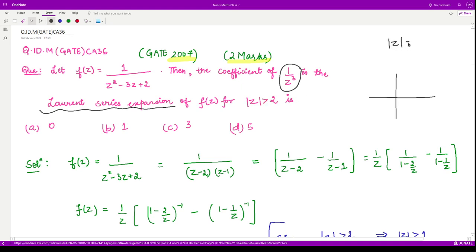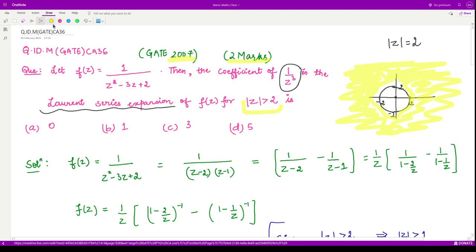So we'll first see this region, modulus of z equal to 2. That means we would have a circle centered at 0 and having radius 2, right? So this would be the circle. Pardon my drawing. So what would be the region? This region, mod z greater than 2, would be this part excluding this boundary, everything outside this circle. So this would be the region mod z greater than 2, right?